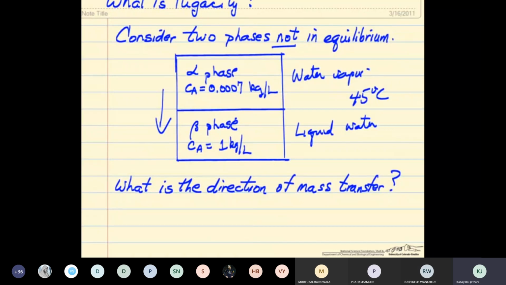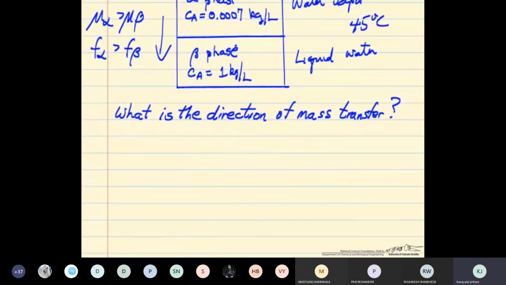Certainly concentration matters in that it affects fugacity, but we're going to use fugacity or chemical potential as our determining factor. If the chemical potential is higher in the alpha phase than the beta phase, so chemical potential in the alpha is higher than the beta, then mass transfer goes from alpha to beta. And another way of looking at this, it means the fugacity of water is higher in the alpha phase than the beta phase. So the chemical potential is related to the Gibbs free energy, and we use Gibbs free energy.